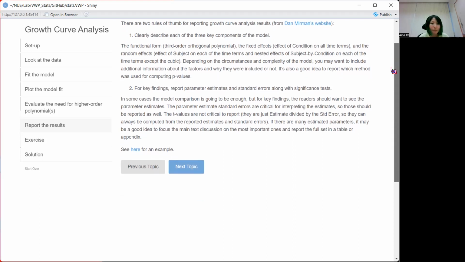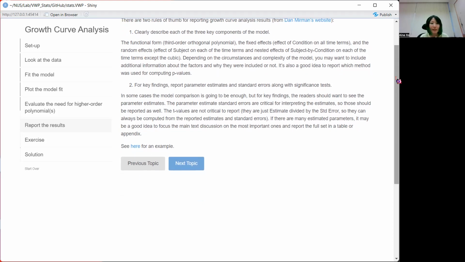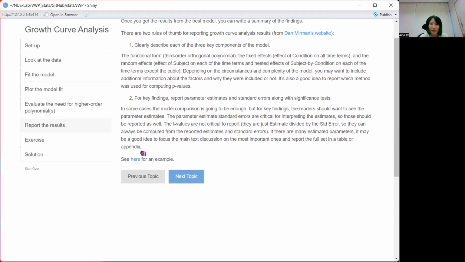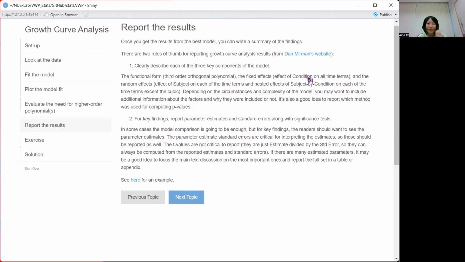And the second thing is, for the key findings, report the parameter estimates and standard errors along with significance tests. If you're familiar with lmer or glmer, you already know, but basically report the same things: estimate, standard error, and the p-values. If you want to look at an example, I put the link here, so you can also check that on Dan Mirman's website. But I skipped that for this tutorial.